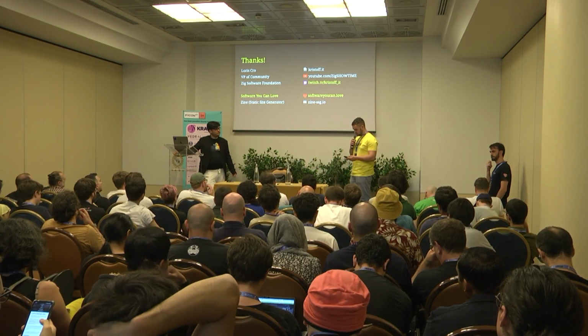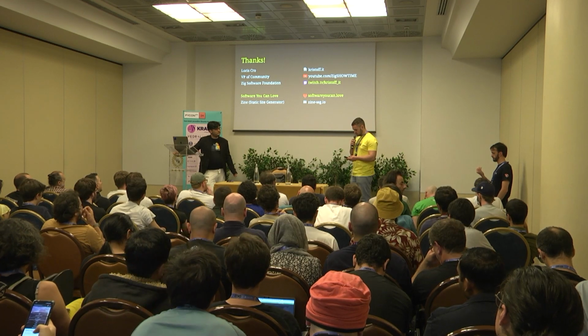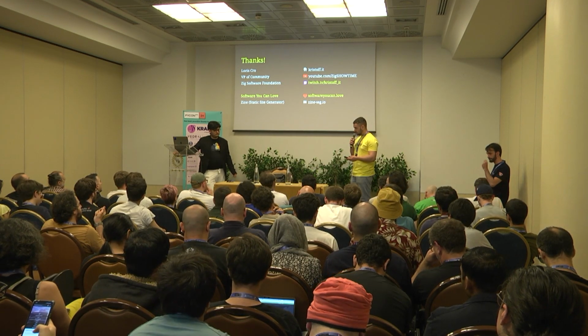C is complex due to its diversity in ecosystem. Does Zig solve that? What are the caveats?